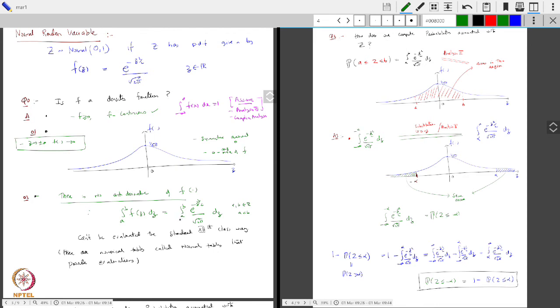Now the first observation is that the integral from a to b of this function is just the area under the curve.